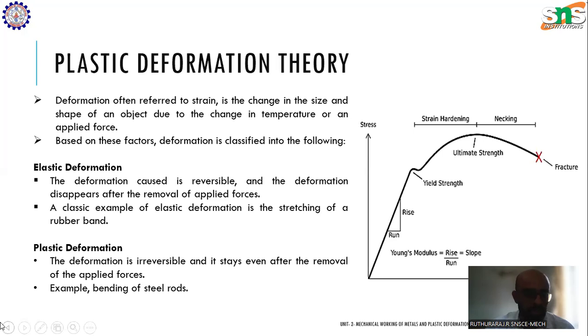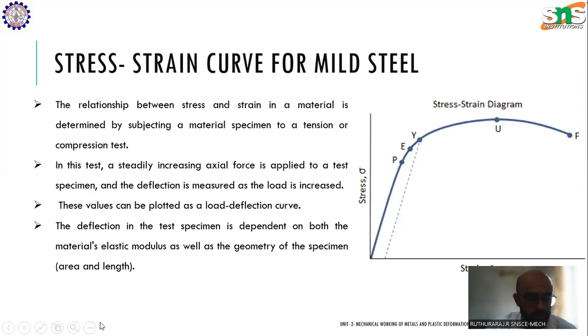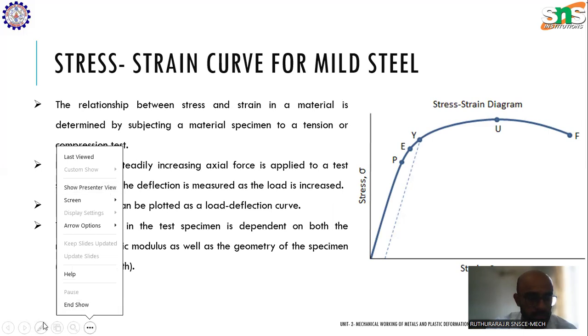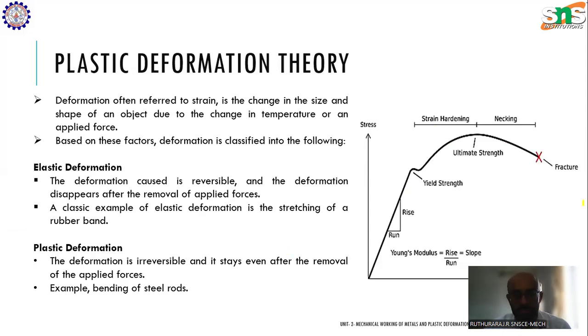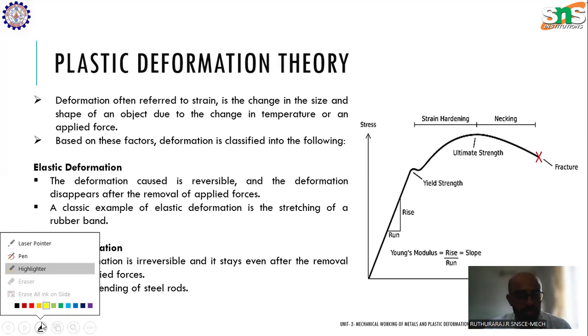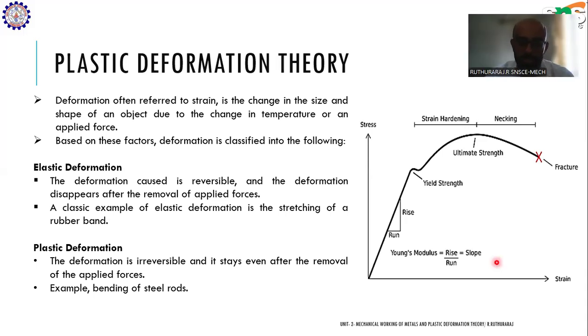How that happens, we will explore with the help of this plastic deformation theory. This plastic deformation theory can be used to explain how material property varies with the application of stress and strain.